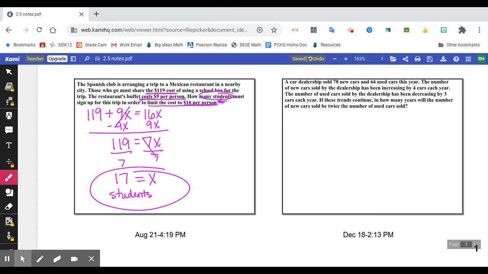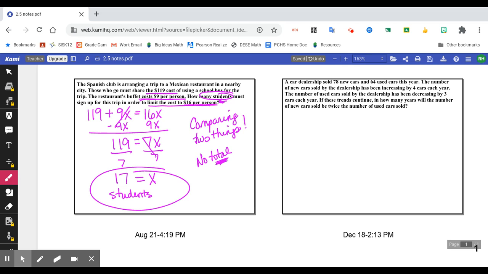Okay, so when we do variables on both sides, we're comparing two things. And there's no actual total amount. That's when we know variables have to be on both sides. All right, so knowing that, let's look at the next one.